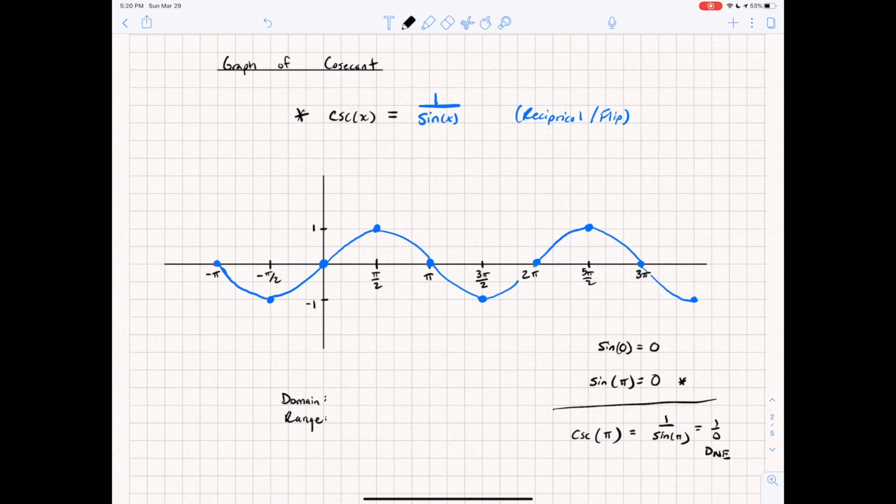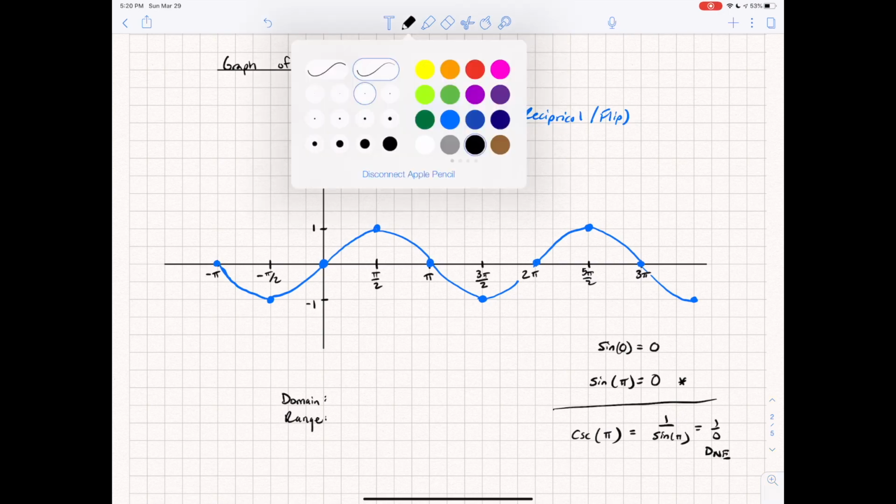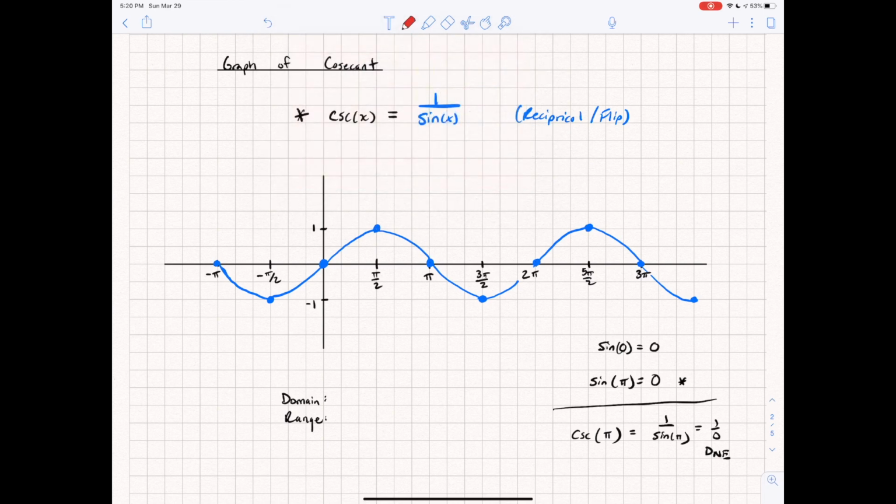So that means graphically, at each of these x-intercepts, so I'll do this in red, at each of these points where I cross the x-axis, it means that cosecant does not exist. So it creates vertical asymptotes at 0, pi, 2 pi, 3 pi, on and on and on and on. 4 pi, 5 pi, 6 pi. But not only to the right, but also to the left. So negative pi, and then negative 2 pi, negative 3 pi, etc.